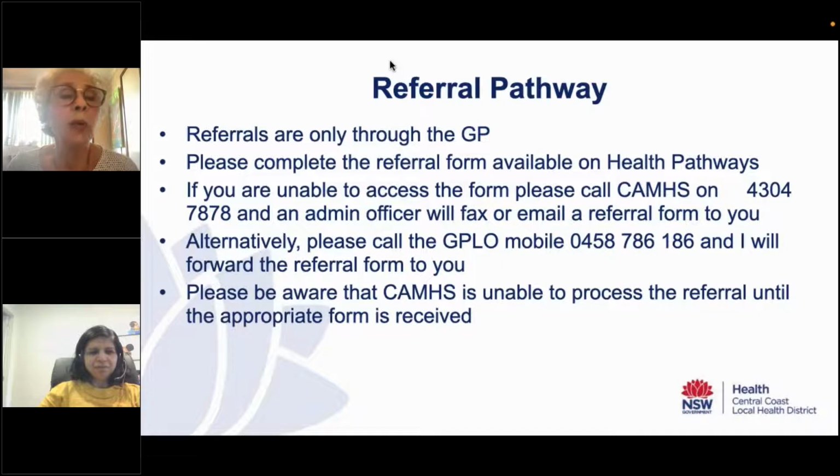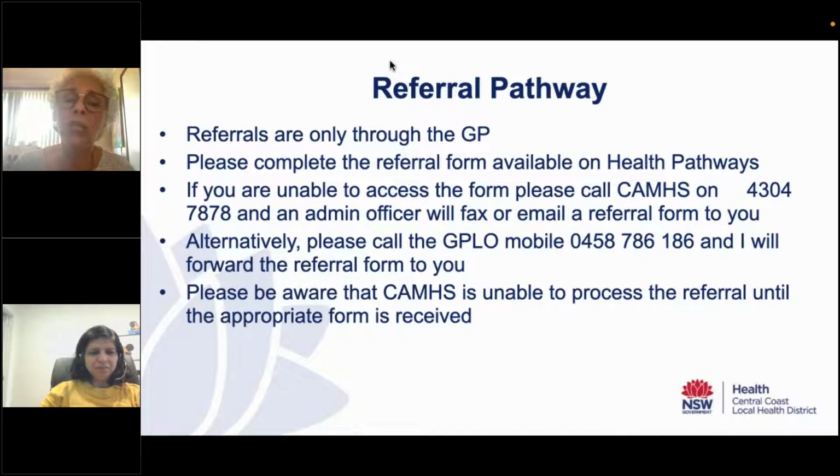Referrals for the under 12s to come to CAMS: at the moment, CAMS is only accepting referrals that are coming to us from a GP. There is a special referral form that is available on Health Pathways. Please download that form and complete it. If you are unable to access that form through Health Pathways, call our office on 43047878 and ask our admin officer, and we can fax or email you a referral form.